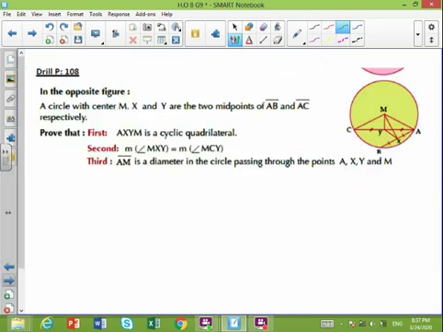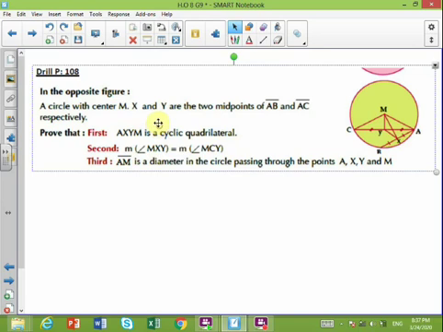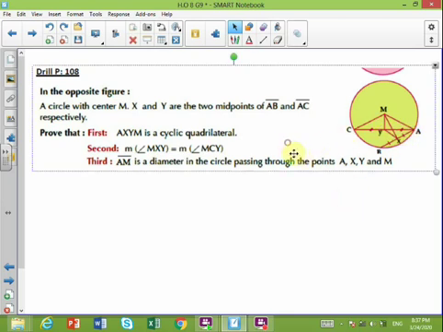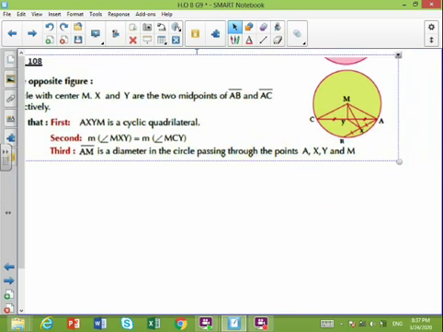Okay, let's take this drill. Also, this is a circle M. X and Y are two midpoints of AB and AC. I want to prove, first I will make it also bigger.